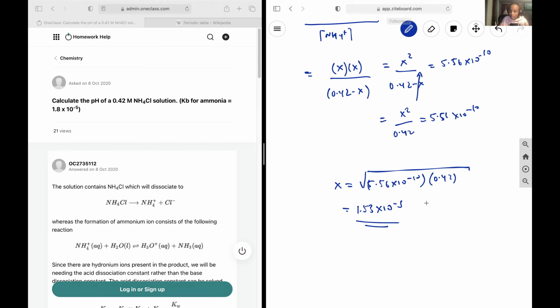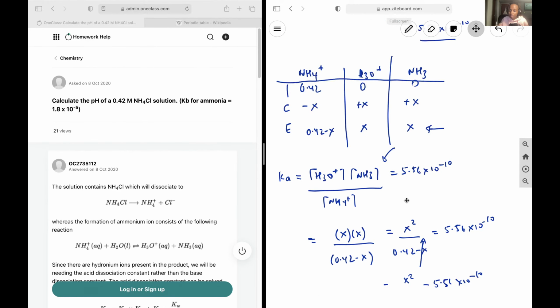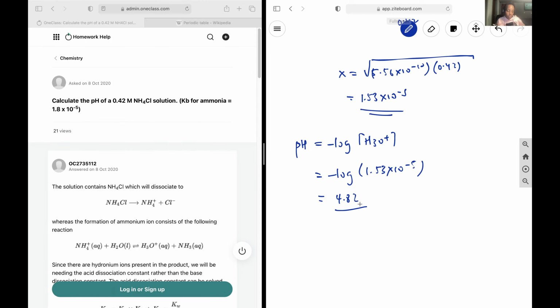And so this is going to be our concentration of hydronium ions at equilibrium. And so next up, we simply plug that into our pH equation. We're going to get the negative log of 1.53 times 10 to the negative 5. And this is going to give us a value of 4.82 for the pH. And that's going to be our final answer.